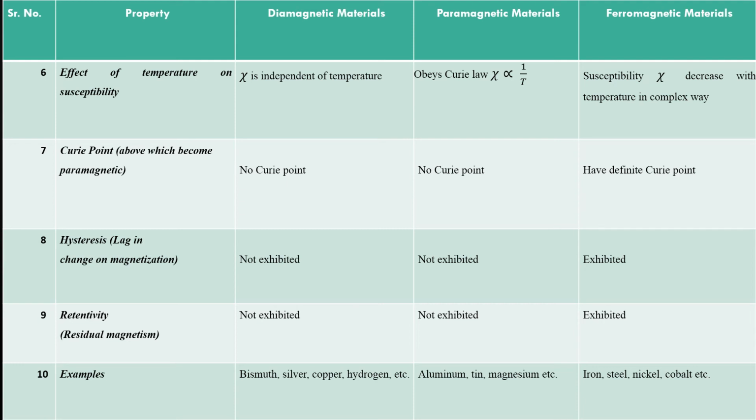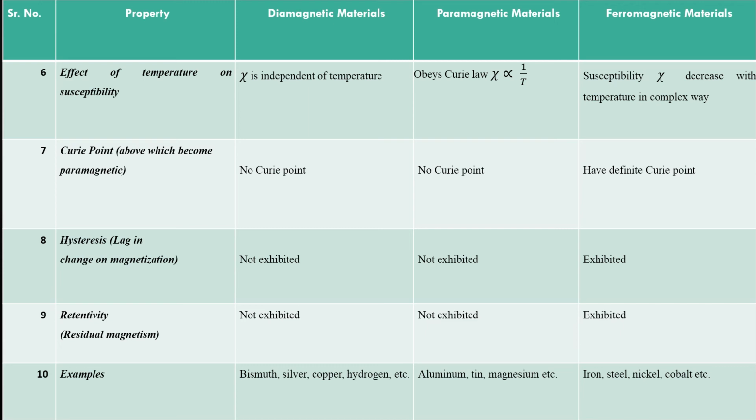Next is the Curie point. This Curie point is about the temperature. It is mostly observed in ferromagnetic material. In diamagnetic material there is no Curie point. In paramagnetic material also there is no Curie point, but ferromagnetic material has a definite Curie point. So just in ferromagnetic material there is a Curie point.